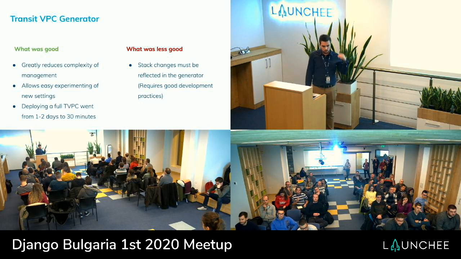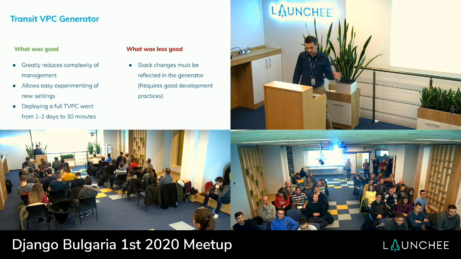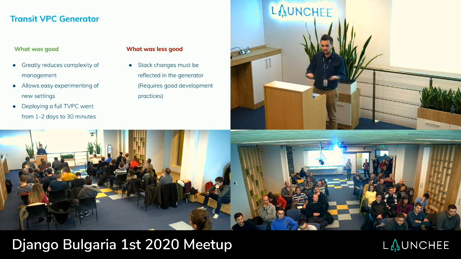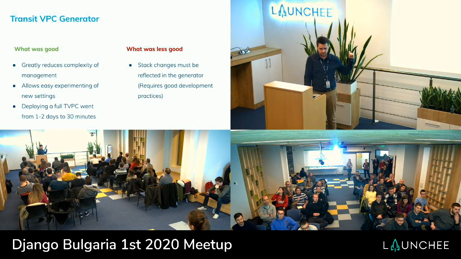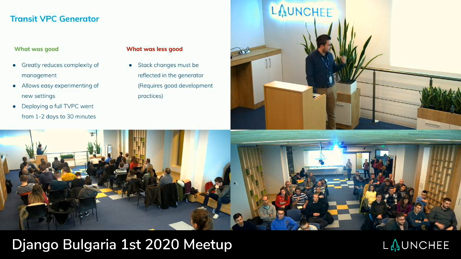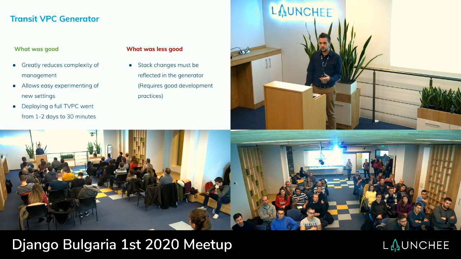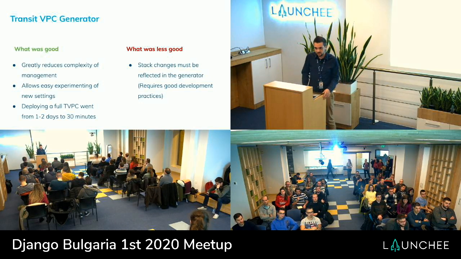So tomorrow, your boss says, I want to have a Transit VPC in three other regions. Fine. You just take the same configuration file that we saw just before, change a few values, and run the tool, and it's going to do everything for you. It's very easy to experiment with new settings. For example, you have timeout settings for the hanging TCP connections. If you want to try something smaller or higher, fair enough, just change it and relaunch the configuration. It's going to do everything for you.